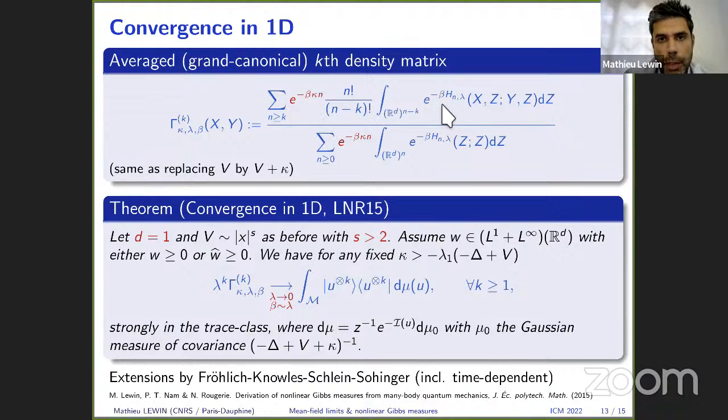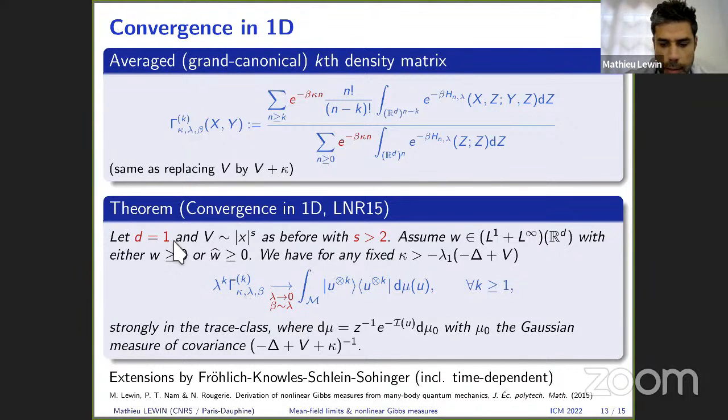So first you consider e to the minus beta h. That's the usual quantum Gibbs operator, okay? Then you construct its k-particle density matrix, that's this object here, and then you sum over all n by putting this weight e to the minus beta kappa n. A little bit like a Laplace transform in n, if you like. And you divide, there's a normalization. I'm not going to comment on why we choose this, but that's the usual and natural way in the grand canonical setting.